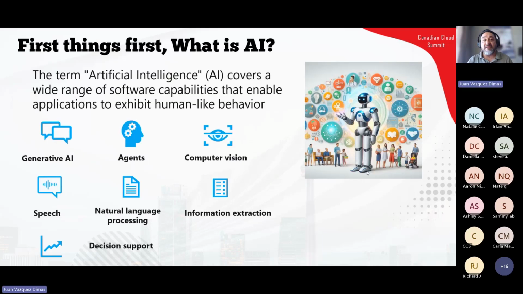So first things first, what is AI? Basically, the term AI, or artificial intelligence, is a range of software capabilities that enable applications to exhibit human-like behavior. That's what we know. And I think one of the hardest parts of AI is how we integrate those features into our applications or agents.